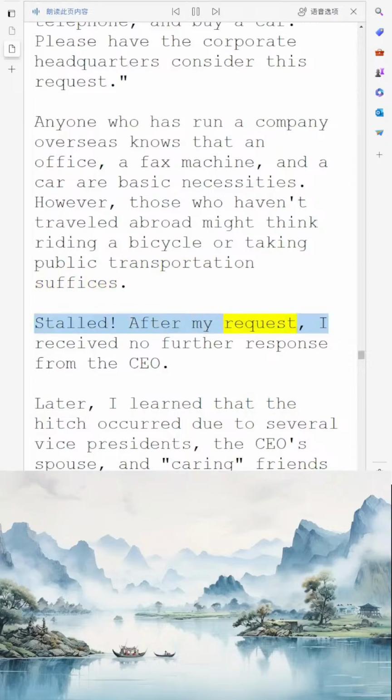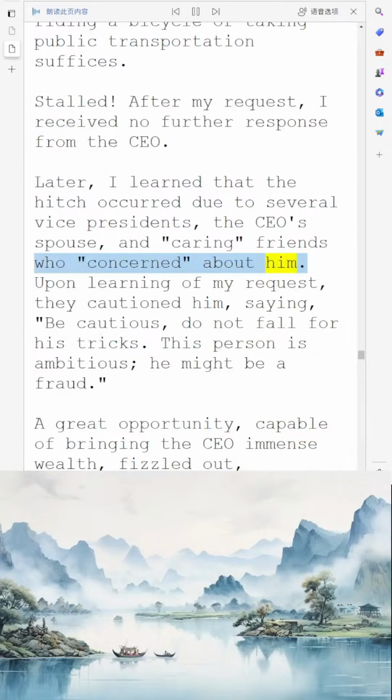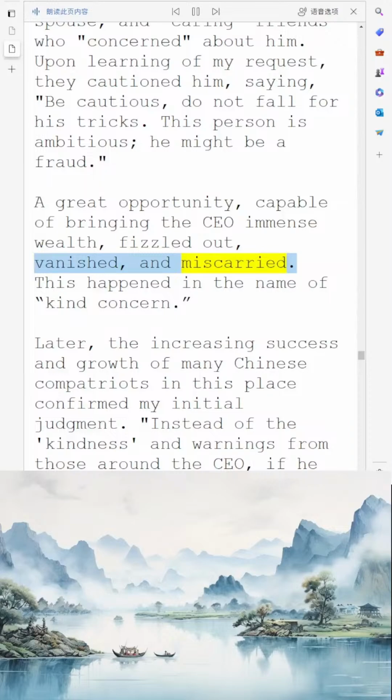Stalled. After my request, I received no further response from the CEO. Later, I learned that the hitch occurred due to several vice presidents, the CEO's spouse, and caring friends who were concerned about him. Upon learning of my request, they cautioned him, saying, "Be cautious, do not fall for his tricks. This person is ambitious. He might be a fraud." A great opportunity, capable of bringing the CEO immense wealth, fizzled out, vanished, and miscarried. This happened in the name of kind concern.